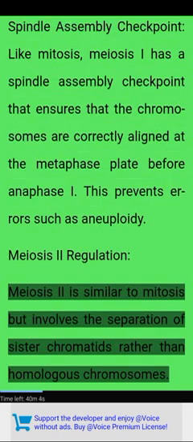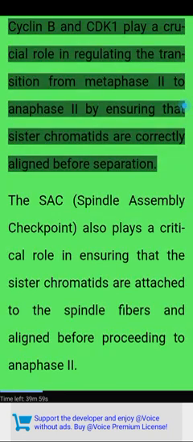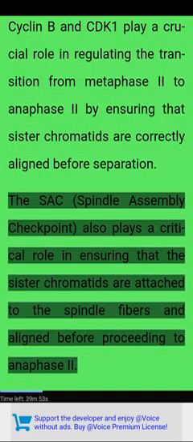Meiosis II regulation. Meiosis II is similar to mitosis but involves the separation of sister chromatids rather than homologous chromosomes. Cyclin D and CDK1 play a crucial role in regulating the transition from metaphase II to anaphase II by ensuring that sister chromatids are correctly aligned before separation. The spindle assembly checkpoint also plays a critical role in ensuring that the sister chromatids are attached to the spindle fibers and aligned before proceeding to anaphase II.